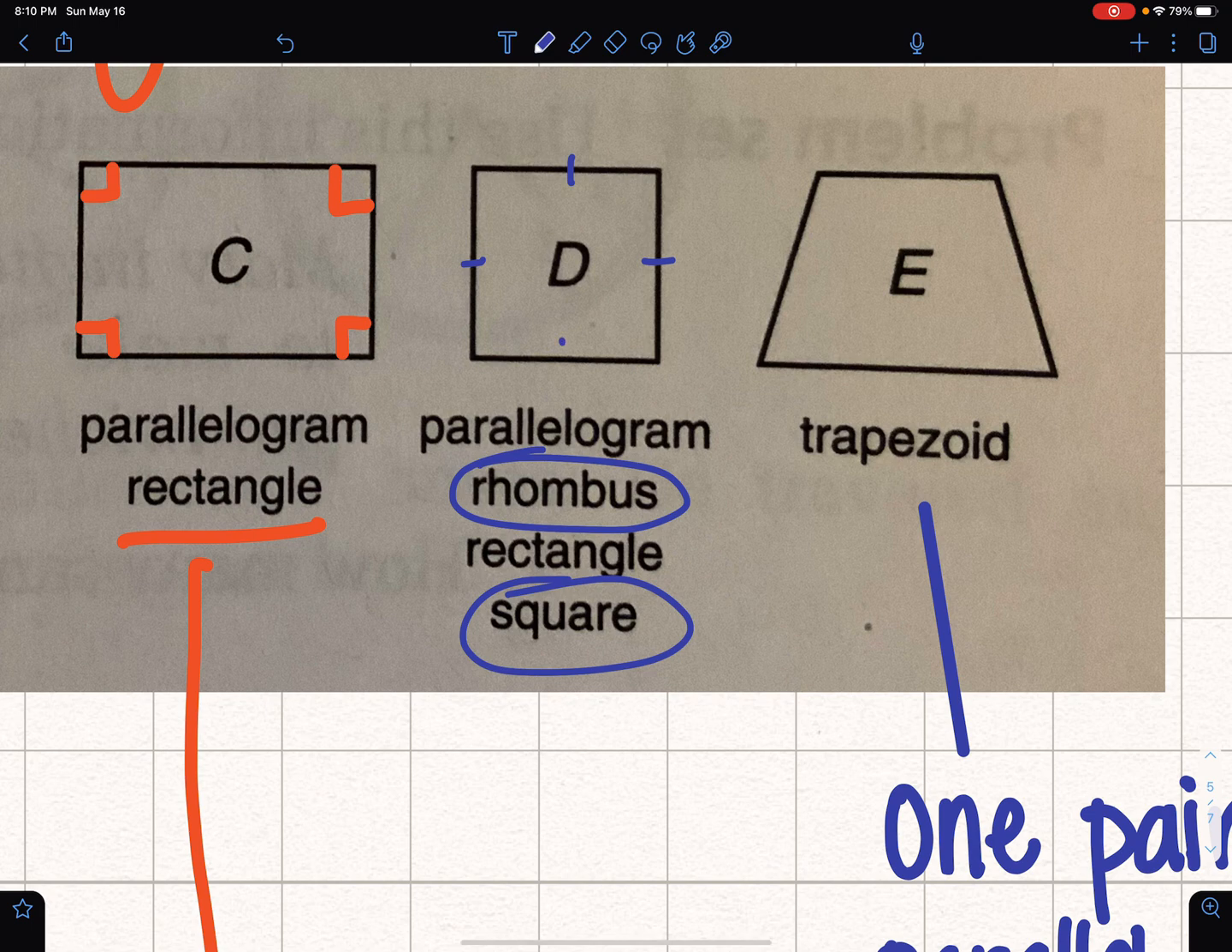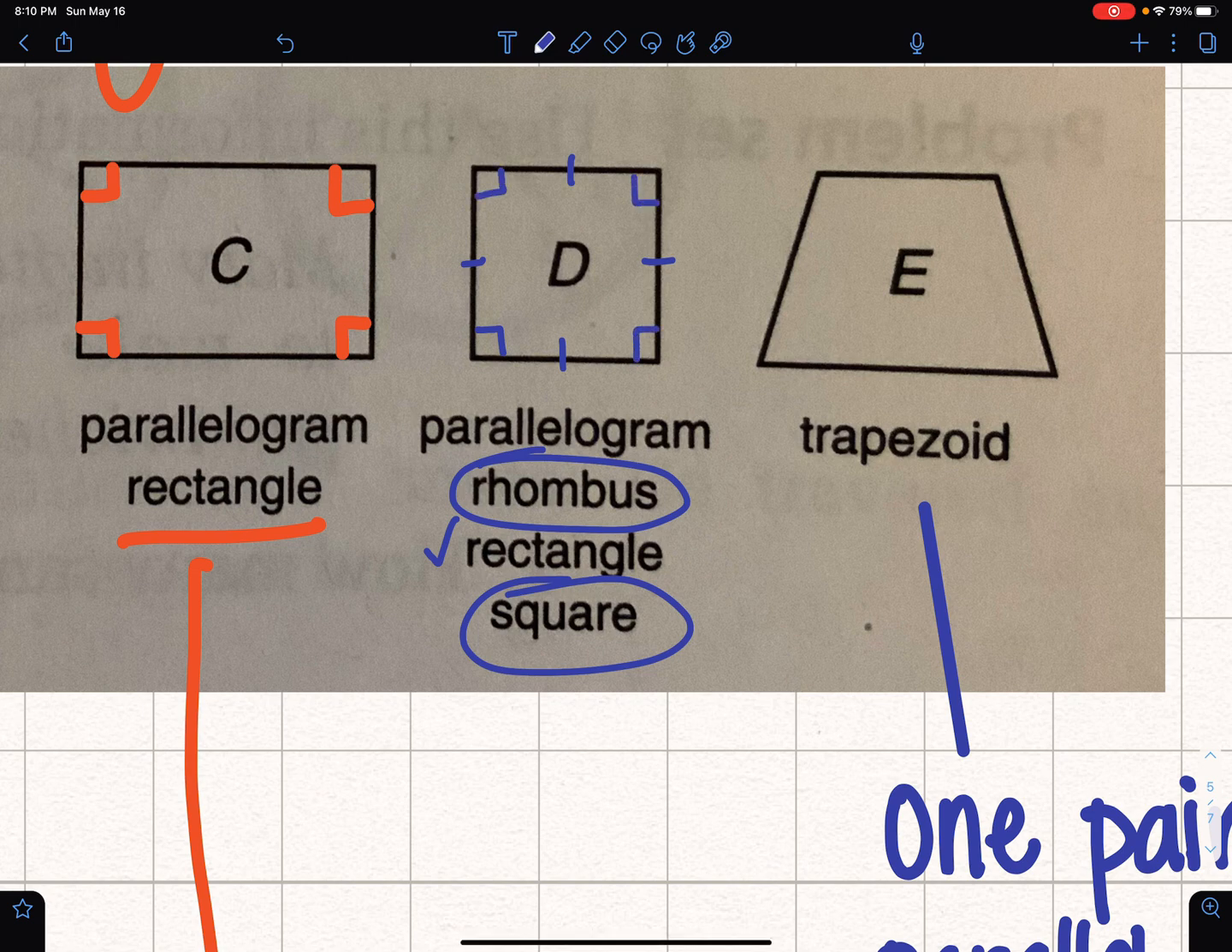So as long as they're the same length, then it counts as a rhombus. Guess what? It also counts as a rectangle. Why does it count as a rectangle? Because look at these corners. The corners are all up and down, perfectly straight.